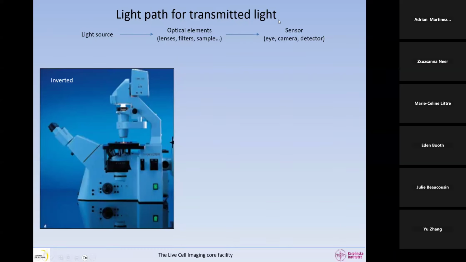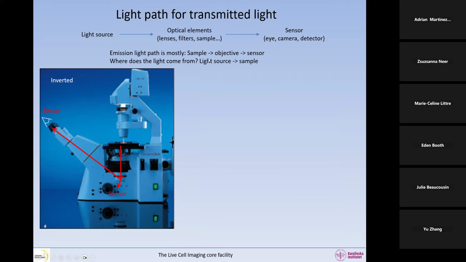So here we go back to our light path. What is the light path for transmitted light microscopy? Remember, there is a light source and a sensor, and in between we have optical elements. So on this inverted microscope stand, the light path is, as always, from the sample to the sensor, and it goes through the objective. Here we have the stage with the sample, then we have the objectives in the inverted system, and here we go to the sensor. So either we have a camera here or we have the eyes.